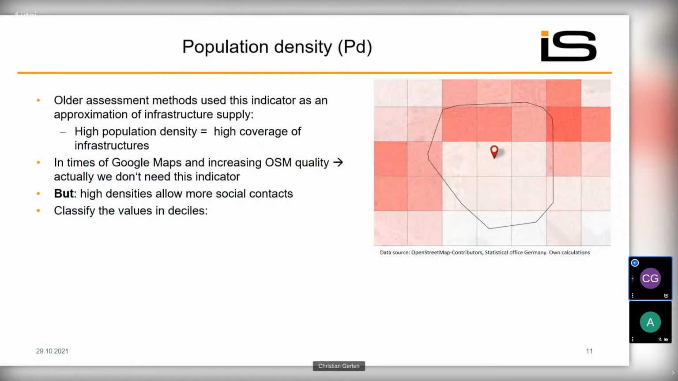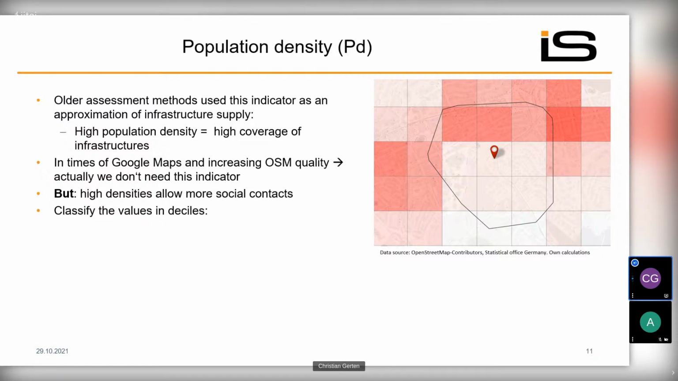So our next indicator is the population density. This indicator was mainly used in older walkability assessment tools, like the IPAN walkability, which was developed at the end of the 90s, beginning of the 2000s, I think. They used it because they didn't have any information about infrastructure or good data for infrastructure. So they said, okay, high population density indicates a high coverage of infrastructure supply. But we live in times of Google Maps and also an increasing and great OSM quality. So actually, we don't need this indicator for this purpose.